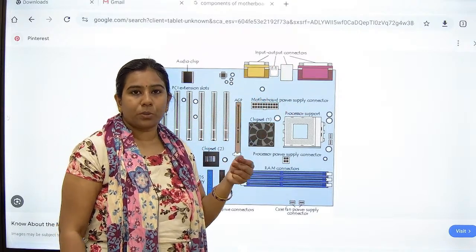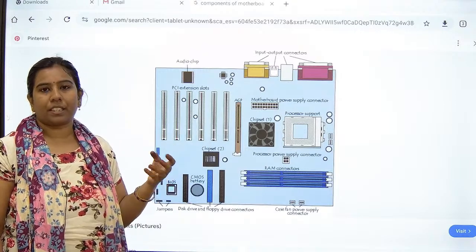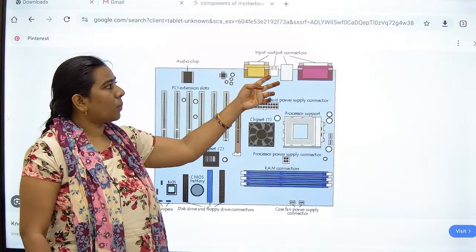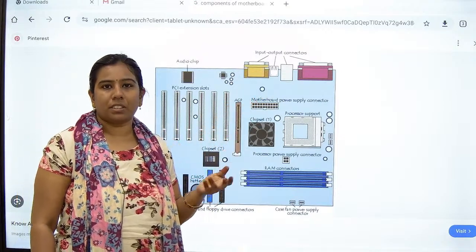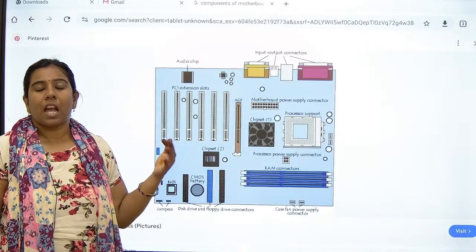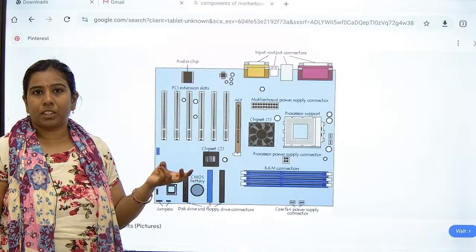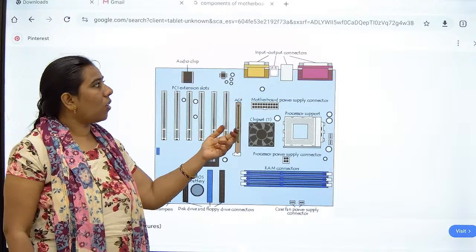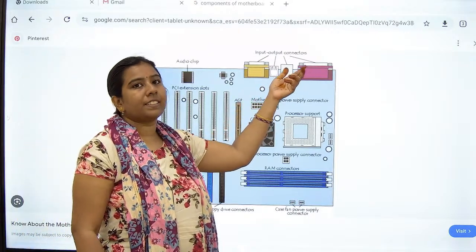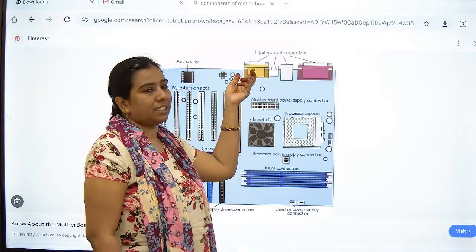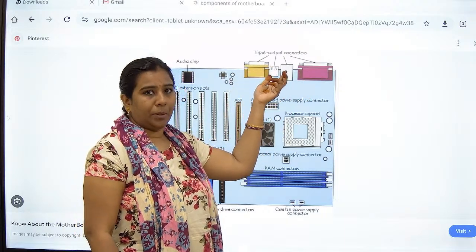So we will give inputs like a keyboard, mouse, right? So those are the input and output connectors. Input devices are like keyboard and mouse. And what are the output devices? Output devices are like printer, monitor. So output devices are connected in the output connectors, and input devices are connected in the input connectors.